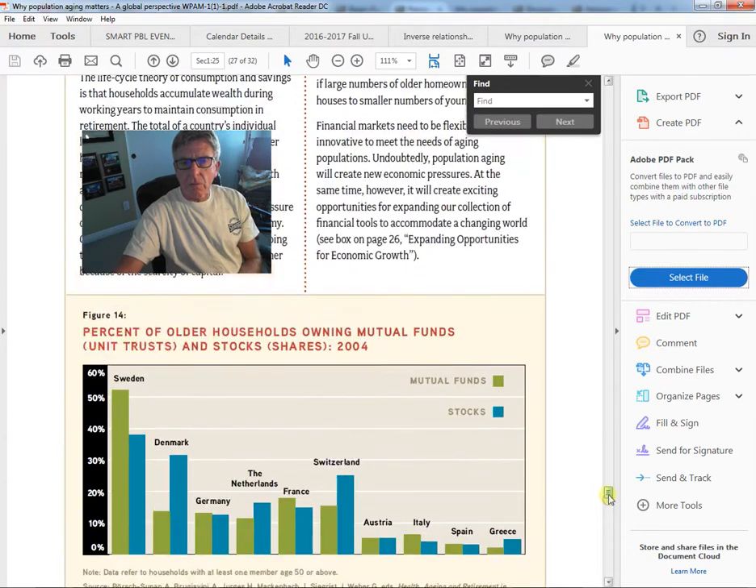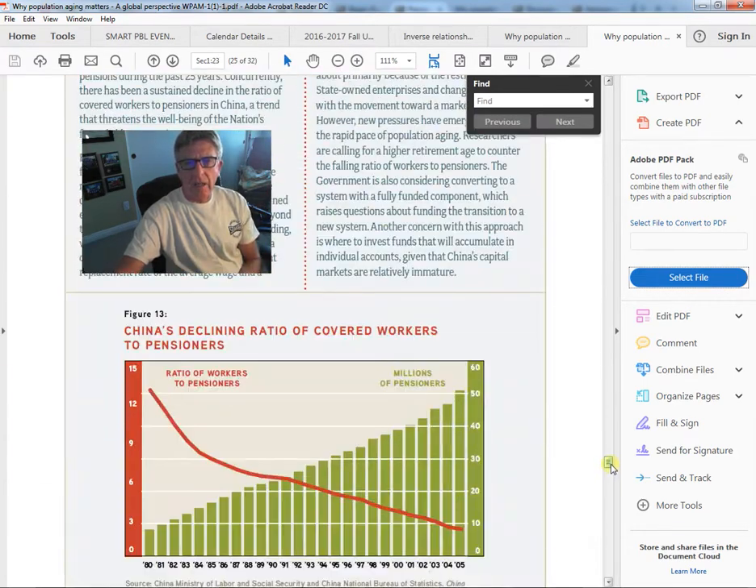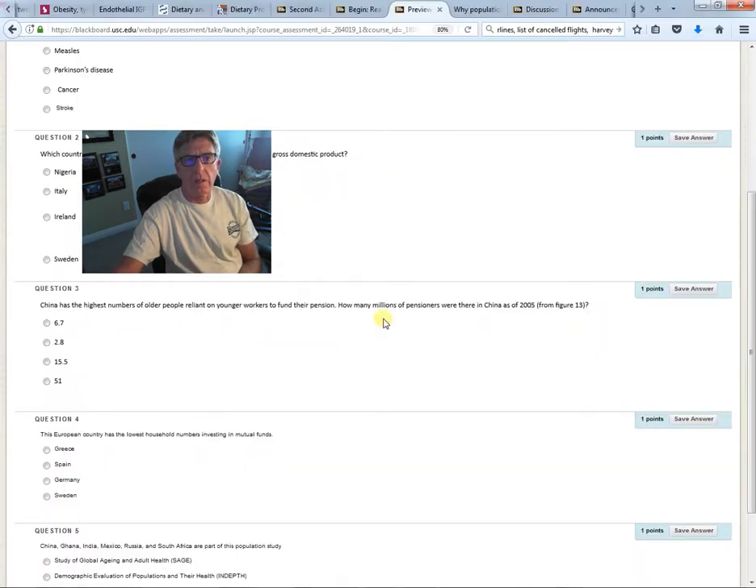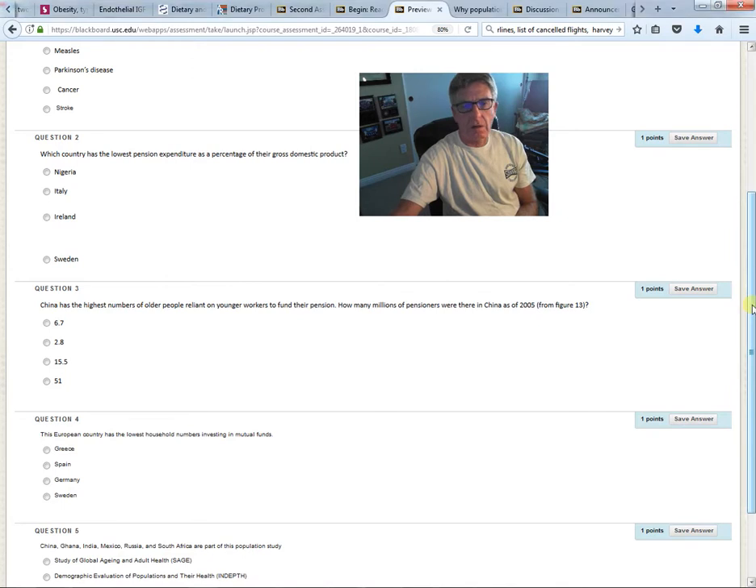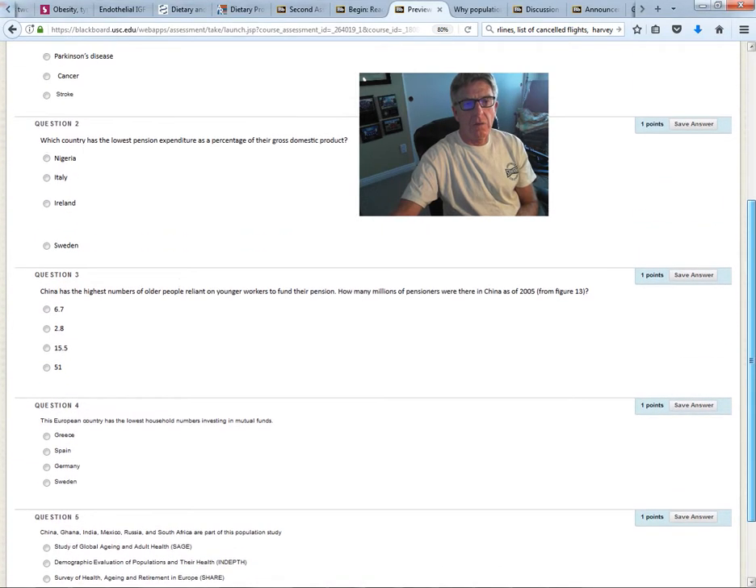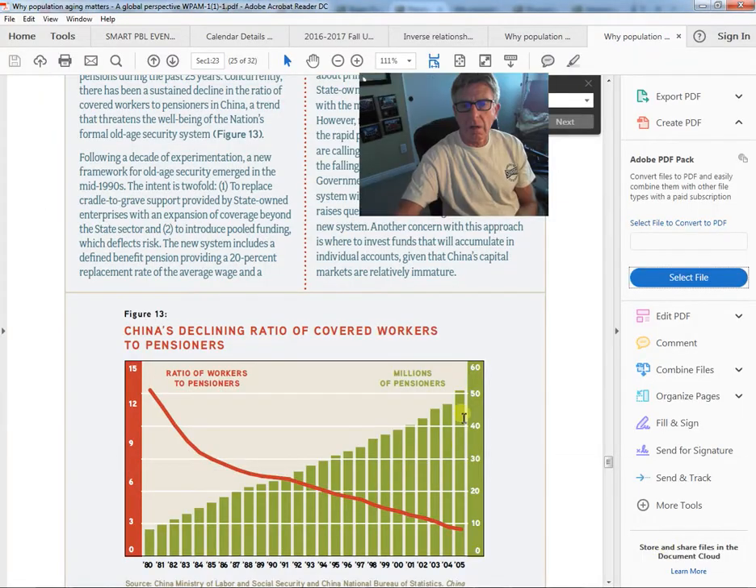Do remember for the first quiz that I like looking at figures. So I'm going to go back over here and look at the quizzes. We see right here, China has the highest number of older people relying on younger workers to fund their pension. How many millions of pensioners were there in China as of 2005? I think I saw that in a figure. Here's the millions of pensioners right there, roughly 50.